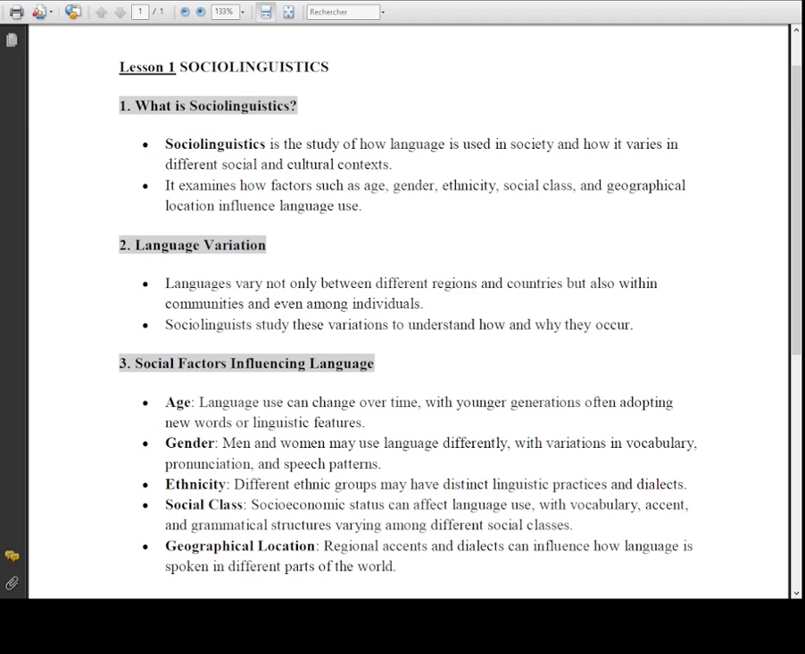As for the final one, we've got geographical location. Regional accents and dialects can influence how language is spoken in different parts of the world. Some basic examples: for the United Kingdom, the way they use their English and the way an American person uses their English is different. The one from the United Kingdom uses their own language, but with an accent which is still hard to understand, unlike an actual American one who is fluent, and whose language is understandable.